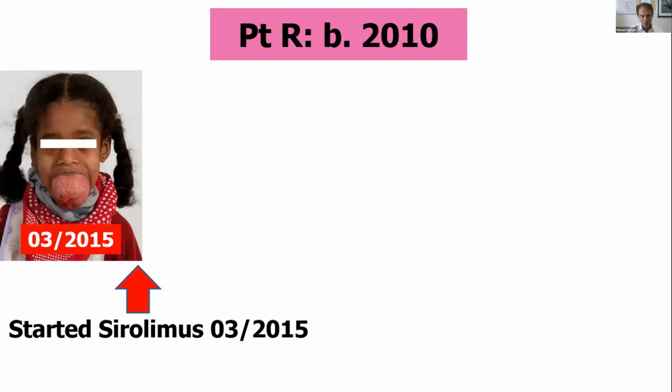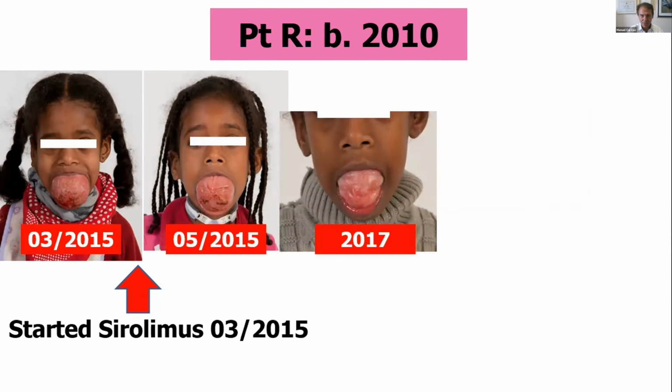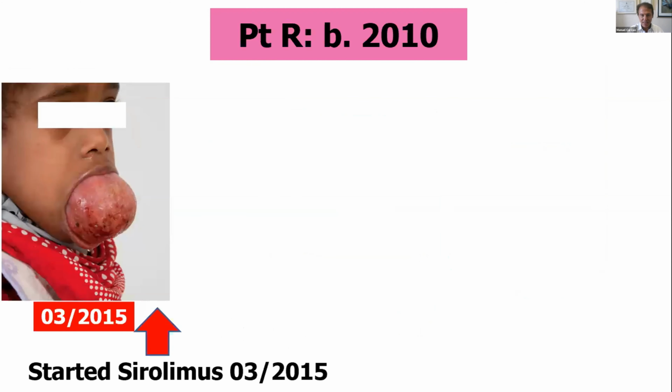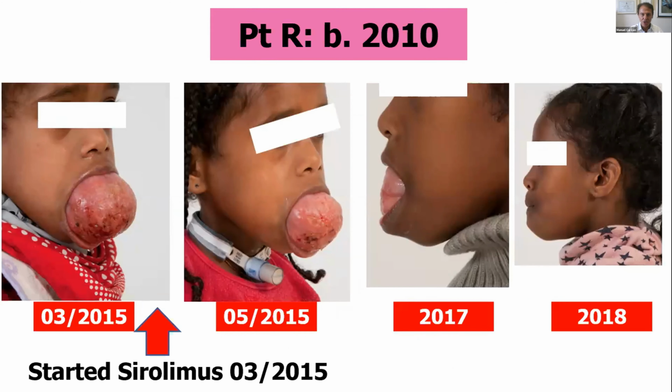I started her on sirolimus in March 2015, and within 2 months, the mass was already smaller. 2 years later, it was much smaller, and it continued to get smaller and smaller over time. And the last image I'm showing you is 2018, but it's continued to get smaller since then. Seeing the mass from the side view, you can see how it shrank over time, and it's continued to shrink.